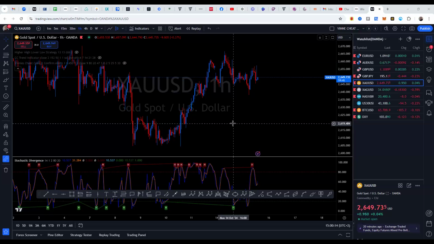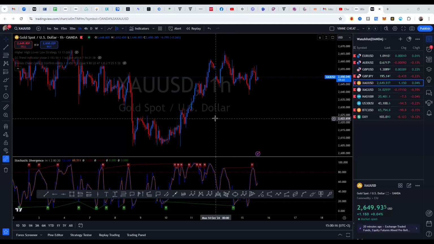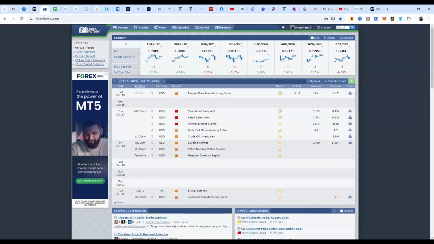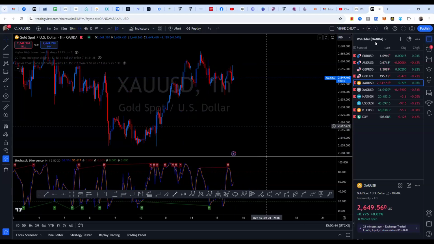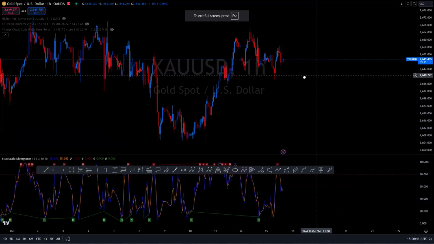And so before we actually get started with our session, we are going to check the news. So let's go to Forex Factory. Looks like we don't have any major news today. So that's good to know. But it looks like we're going to have a normal price movement today. So let's go ahead and get started. We're going to be trading on gold once again.